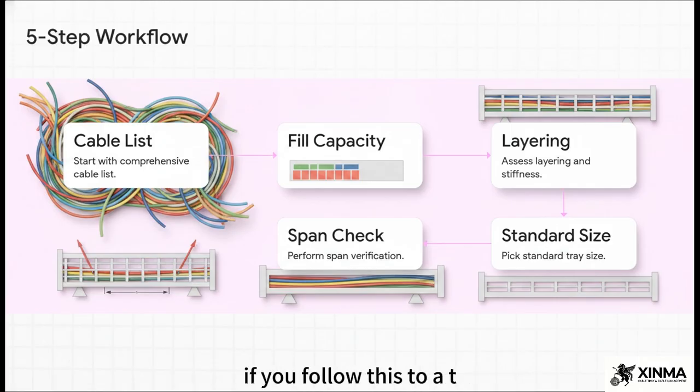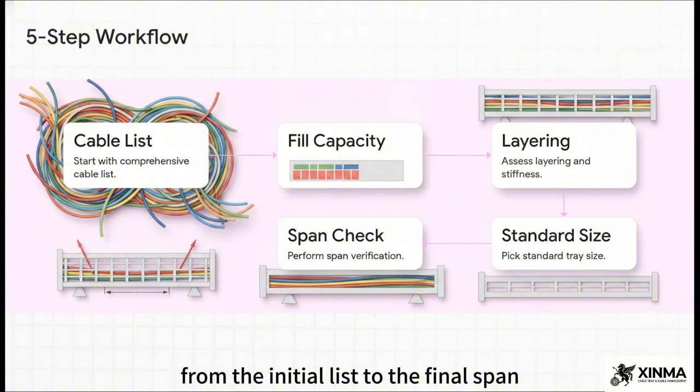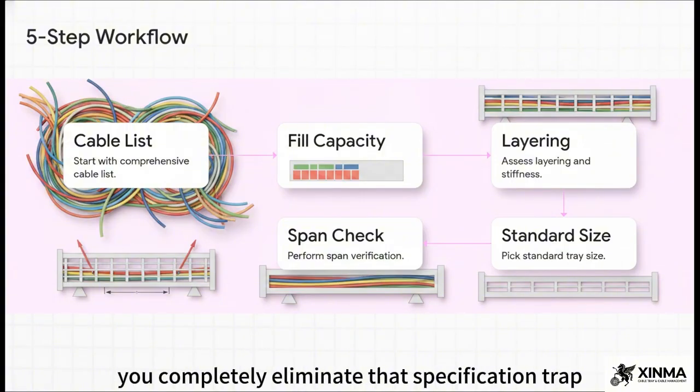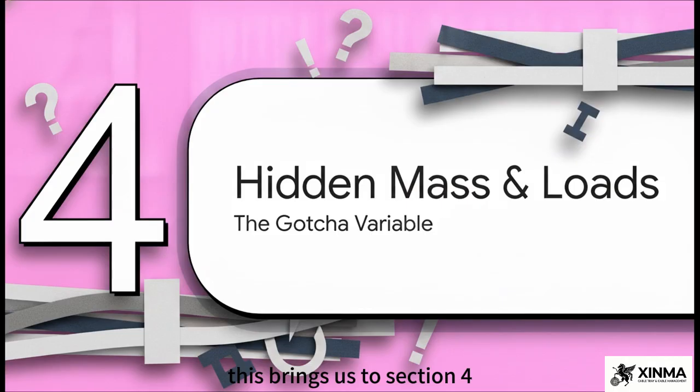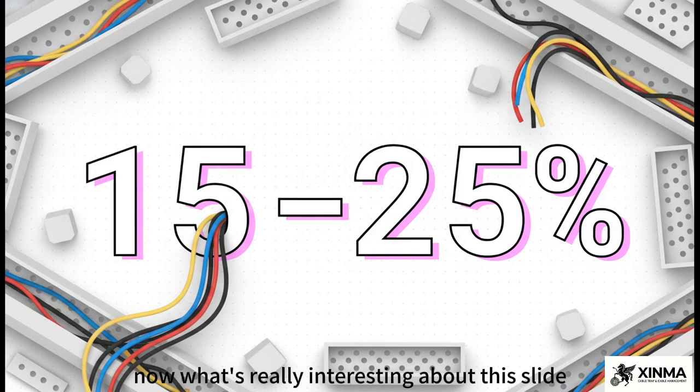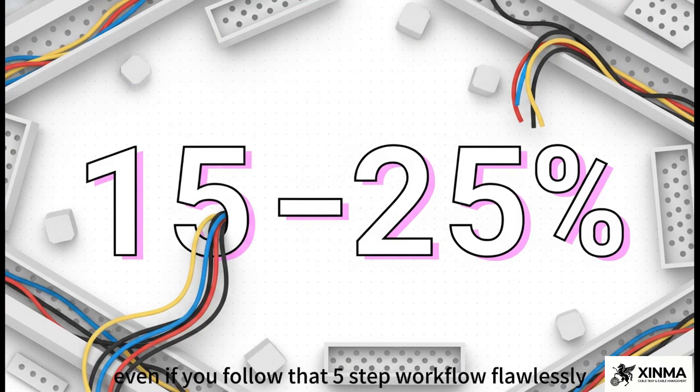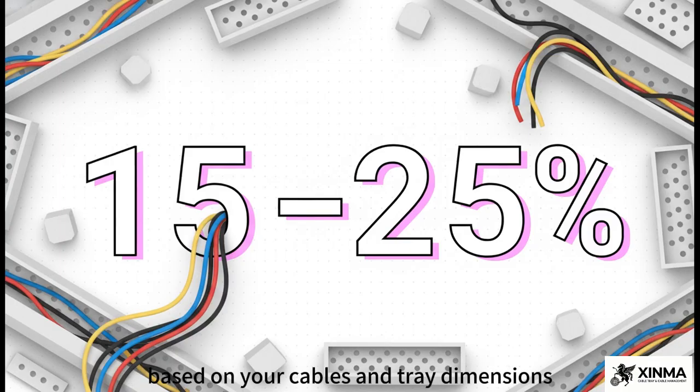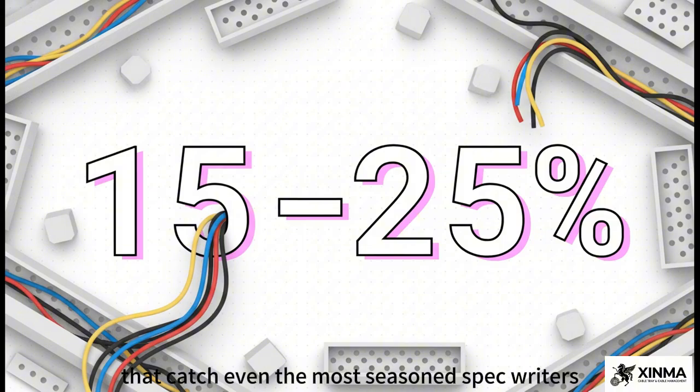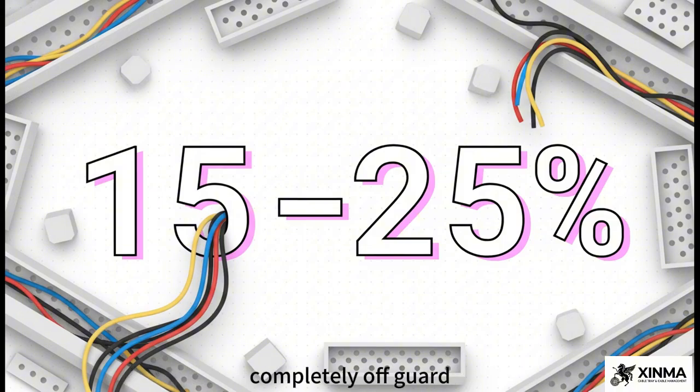If you follow this to a T, from the initial list to the final span, you completely eliminate that specification trap. This brings us to Section 4, hidden mass and load classes, the gotcha variable. Now, what's really interesting about this slide is that even if you follow that 5-step workflow flawlessly, based on your cables and tray dimensions, there are these surprise variables that catch even the most seasoned spec writers completely off guard.